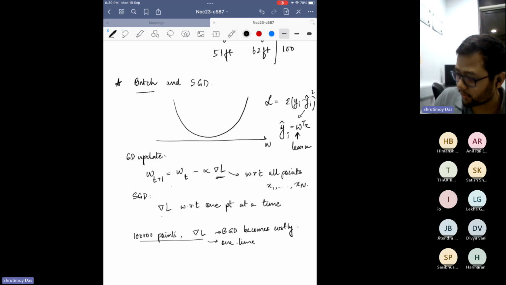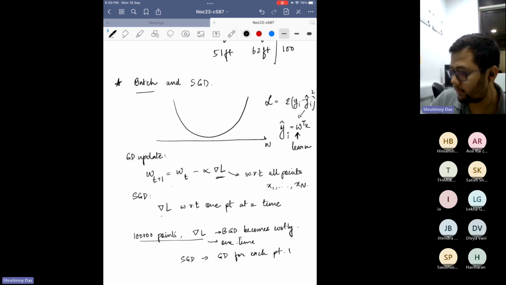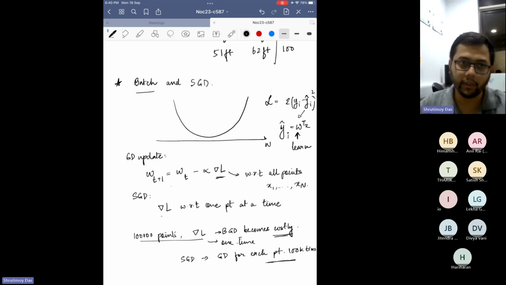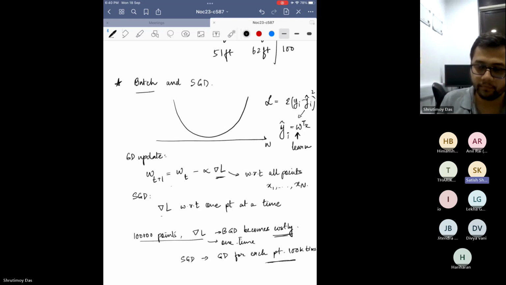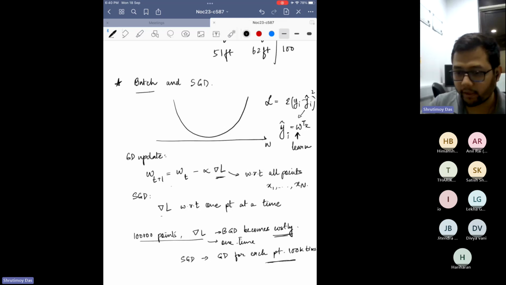In batch you run gradient descent one time, whereas with stochastic gradient descent you will run it for each point, 100,000 times. This becomes more efficient because you are only looking at the gradient per point. But for smaller data sets, prefer batch because it will be more accurate. Yeah, if it is a smaller data set and you have a good CPU or GPU, then you can use batch gradient descent.